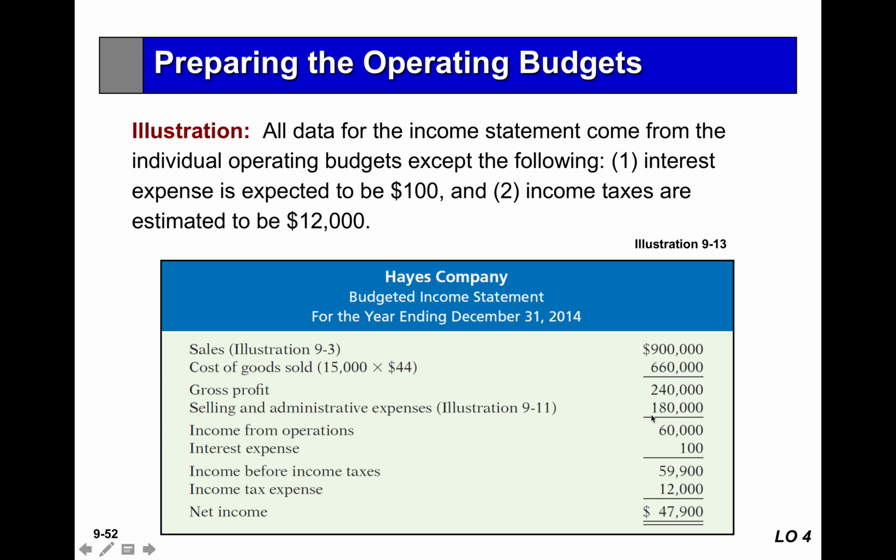Then we have the selling and admin expenses budget. This is again something that we determined, just based on variable costs and fixed costs of selling and administration. Then we get income from operations. Interest expense is $100 because it's given on the top. If you see, it says interest expense is expected to be $100, and then income tax is expected to be $12,000. So we just plug in that $12,000 here, and it flows to. So now we know our profit is going to be $47,900.